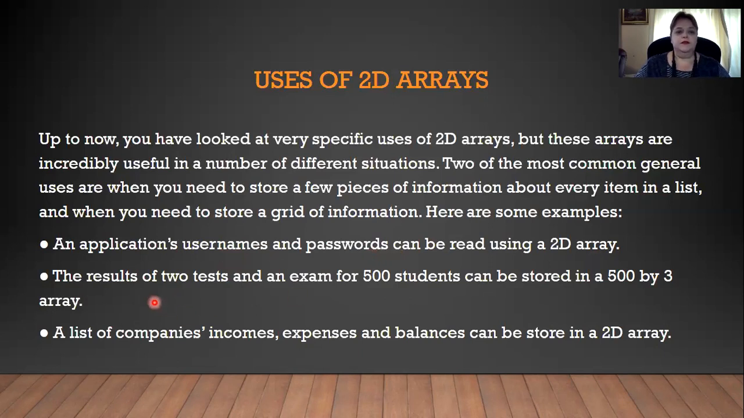Another example, the results of 2 tests and an exam for 500 students can be stored in a 500 by 3 array. Okay, so why would it be 3? So one for each mark, and so test 1, test 2, and exam. So that's your 3 columns. Okay. A list of a company's incomes, expenses, and balances can be stored in a 2D array. So you could, for those of you that do accounting, the balance sheet, that is a very good example of a 2D array.